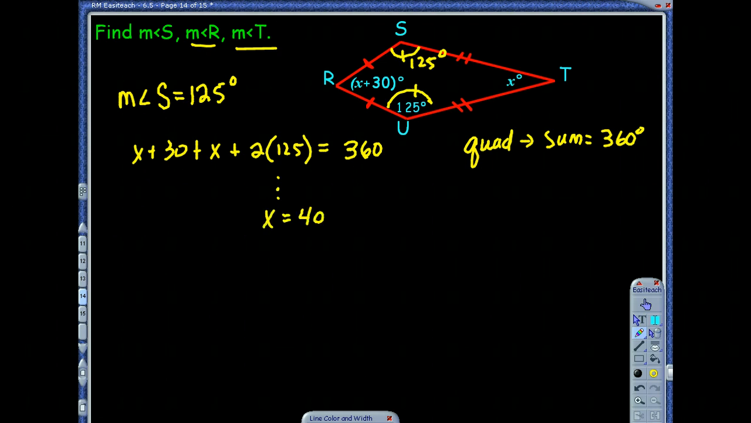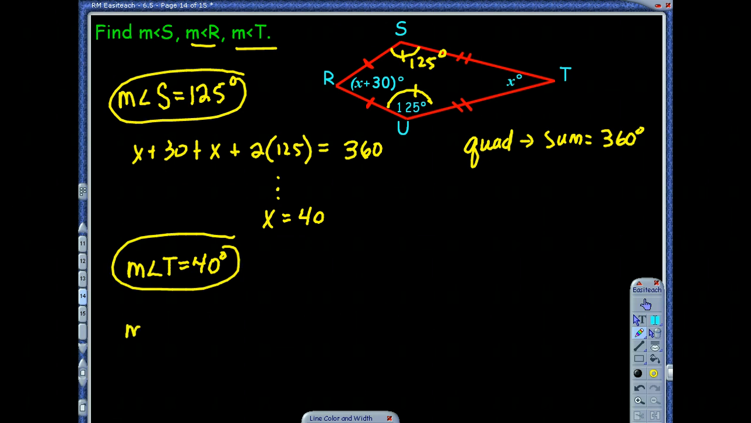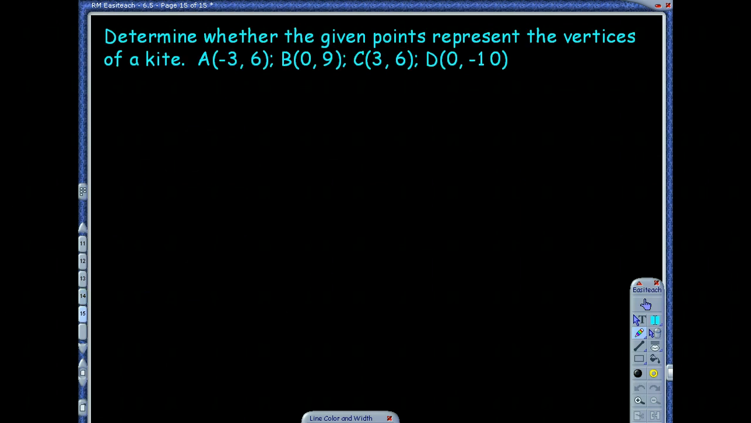Now, that will help you find both of the remaining angles, right? Because we know the measure of angle T was just x, so the measure of angle T is 40. And the measure of angle R would be that 40 plus 30, so 70 degrees. And to double check, you could make sure all four angles add up to 360. Some of you might have done that. All right, we have one more example.